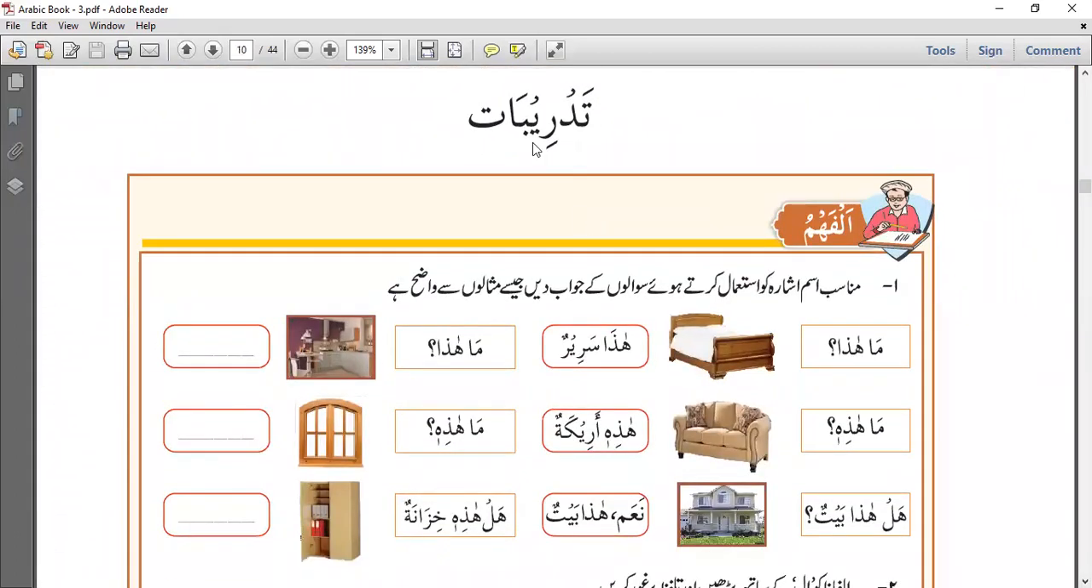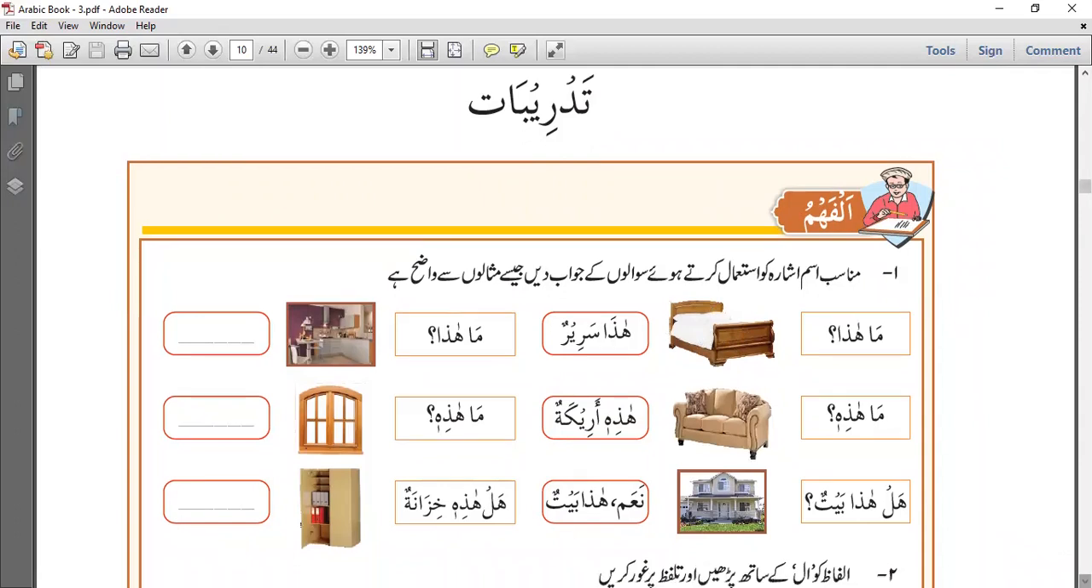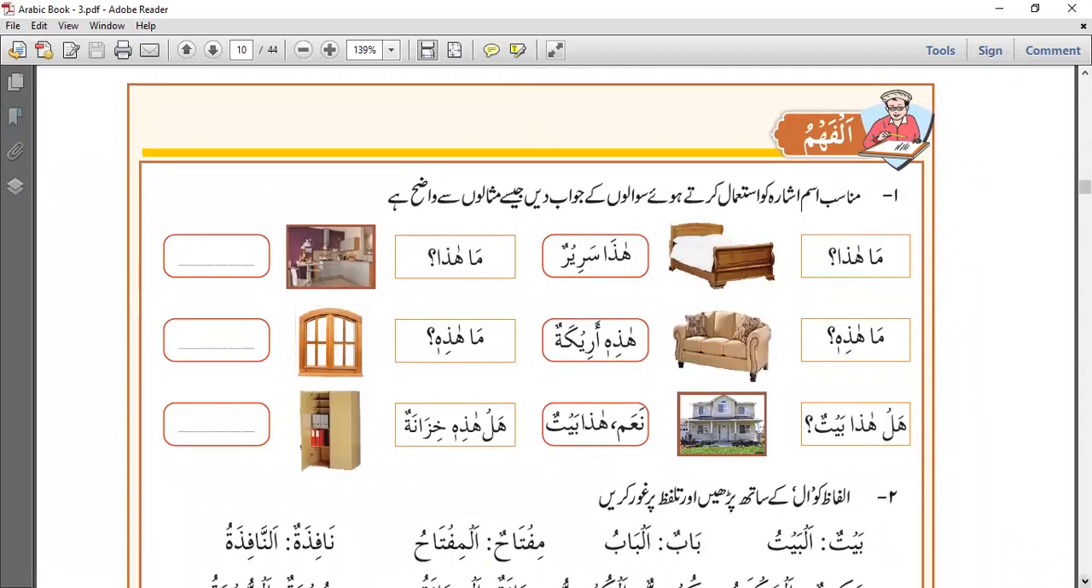تدريبات. تدريبات means exercise. الفهم. Understanding. So in this lesson, inshallah, in this exercise, we will learn how to make questions in Arabic. Before making the question, which word will we use? For example, mahaza. In English, we will say what is this. So for question, we will use ma, what.